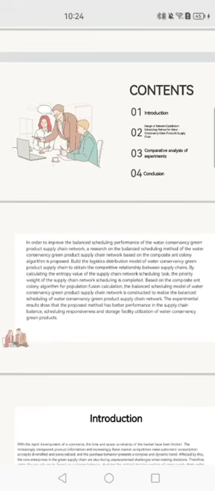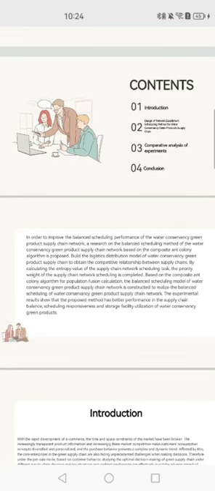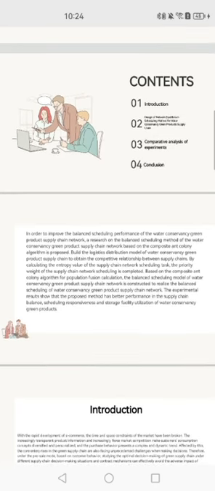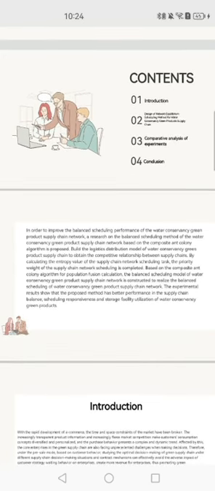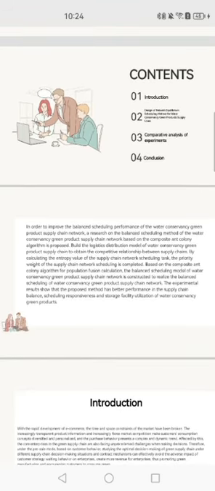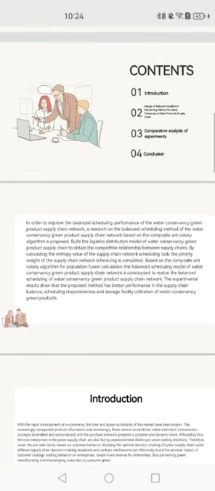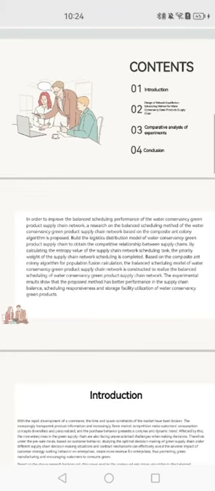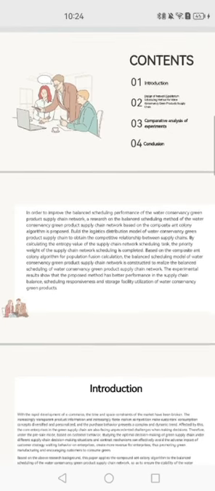Conclusion. This paper proposes a research on the network equilibrium scheduling method of water conservancy green product supply chain based on the compound and colony algorithm. Based on the logistics distribution model of water conservancy green product supply chain, this paper obtains the competitive relationship between supply chains. Based on the priority weight ranking of supply chain network scheduling, the population fusion calculation is carried out based on the composite and colony algorithm to realize the balanced scheduling of water conservancy green product supply chain network.